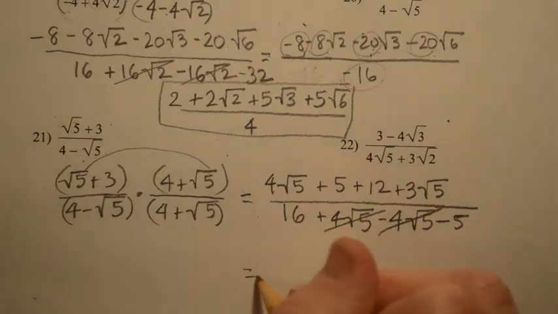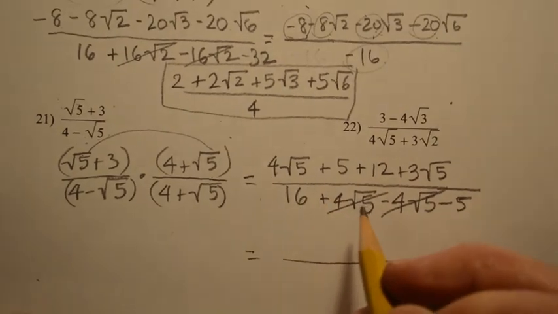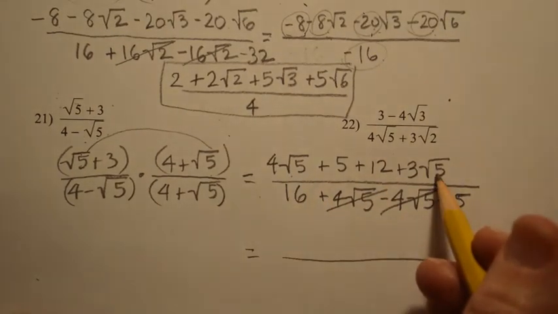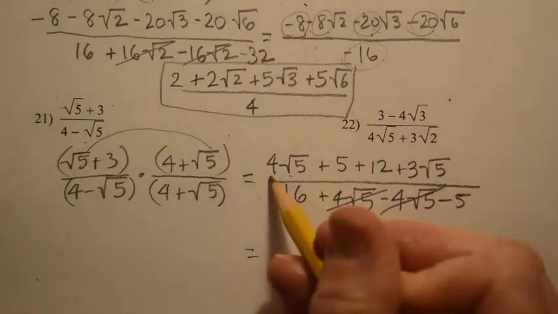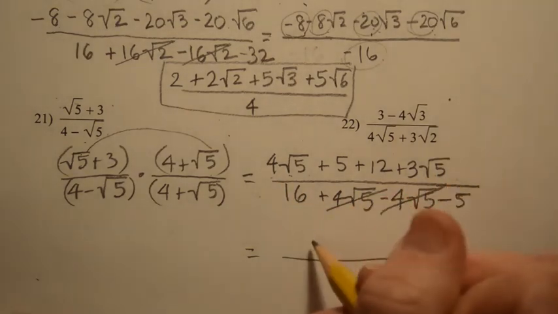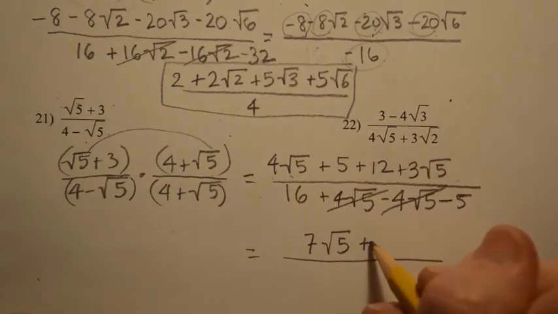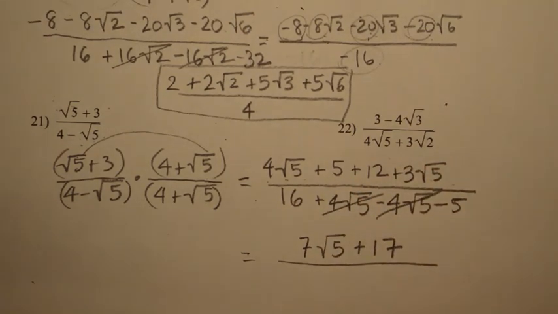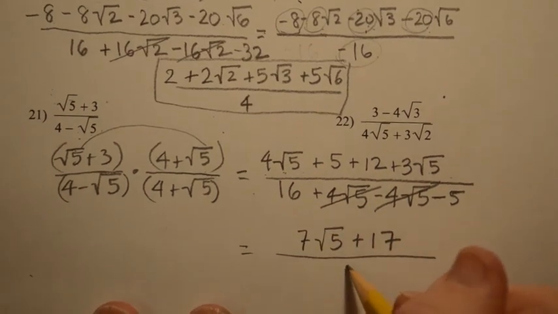In the numerator, we've got 4 root 5 plus 3 root 5. Again, because our radicals are identical, we can add them together. So 4 root 5 plus 3 root 5 is 7 root 5. And then 5 plus 12 is plus 17. And in the denominator, we've got 16 minus 5, which is 11.